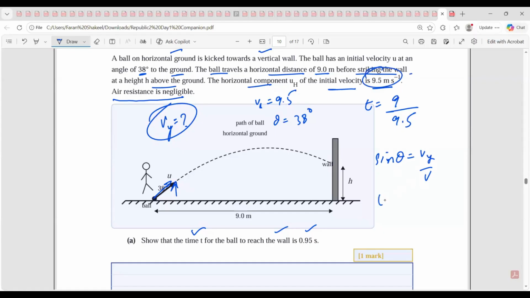So I can use just tangent theta over here, right? Tangent theta is going to be the opposite, which is Vy upon Vx. So by just doing Vy is equal to Vx times tangent theta, I can calculate the final answer. Got that, Ji?